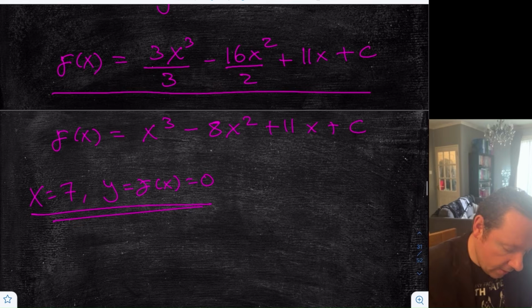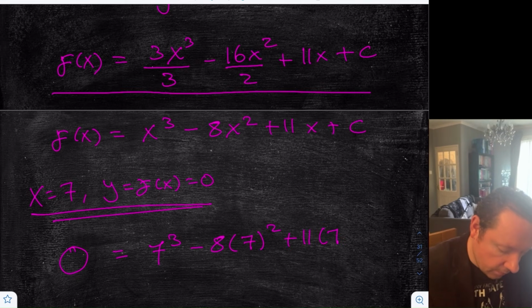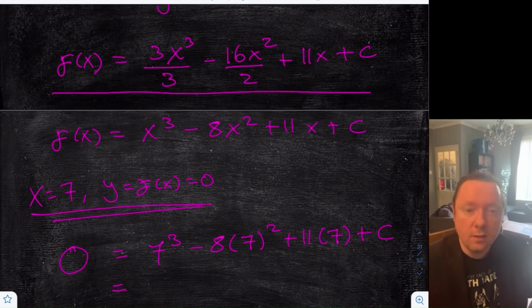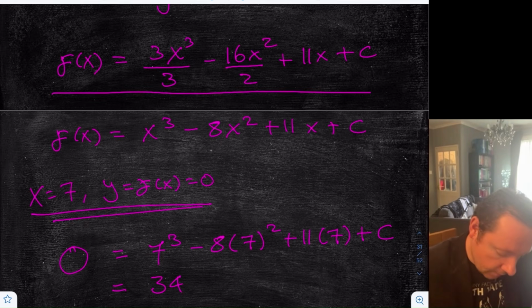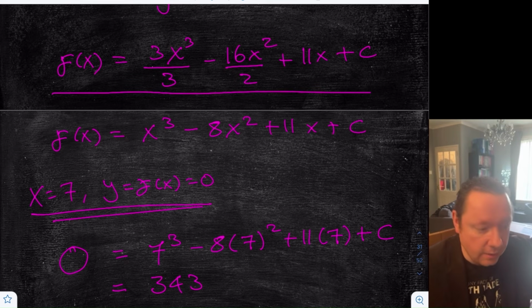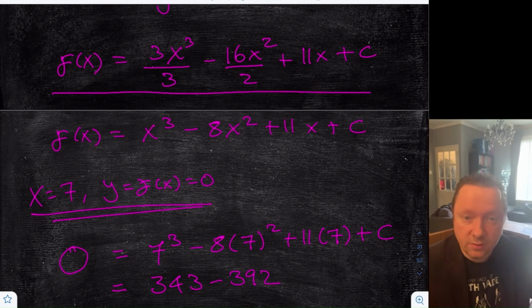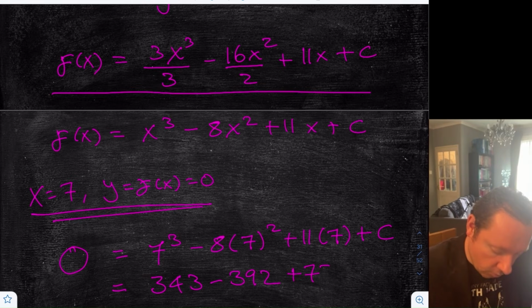So subbing that in, we get 0 equals 7 cubed, minus 8 times 7 squared, plus 11 times 7, plus c. This was a calculator paper, so you could do all the sums in a calculator, but 7 cubed is 343. 7 squared is 49 times 8 is 392. 11 sevens is 77. And then we've got plus c, and 0 equals this.